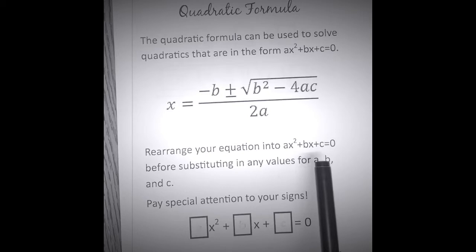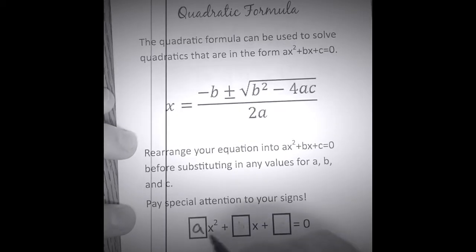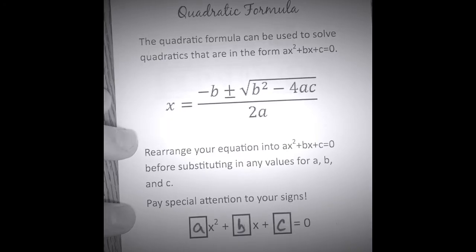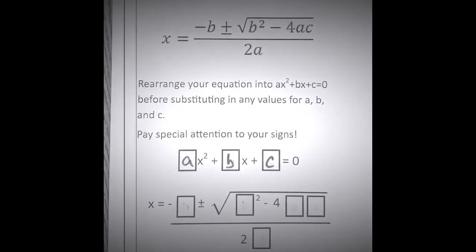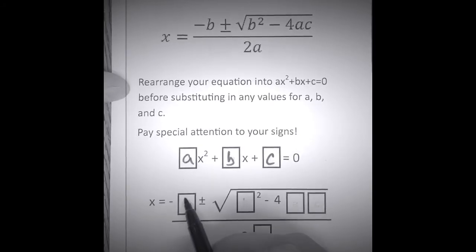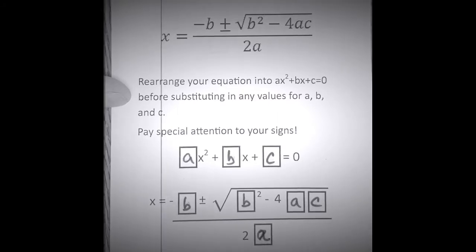We're going to rearrange our equation to make it look like this: ax squared plus bx plus c equals 0. That way we know what a, b, and c are. And then we insert a, b, and c into the equation in the appropriate place. Negative b plus or minus the square root of b squared minus 4ac all over 2a.